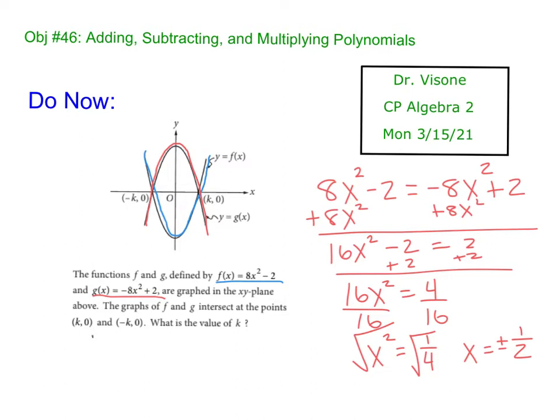The other thing you could do is, since those are zeros, you could just set them each equal to 0. If you did 8x squared minus 2 equals 0, you get the same answer. So there's a few ways to do this.